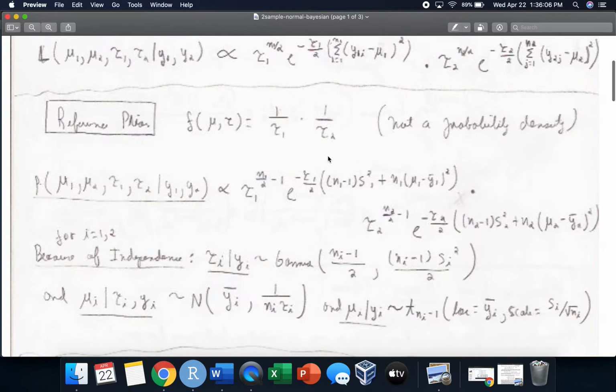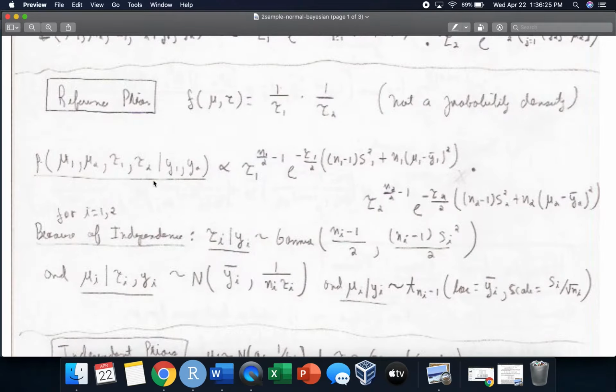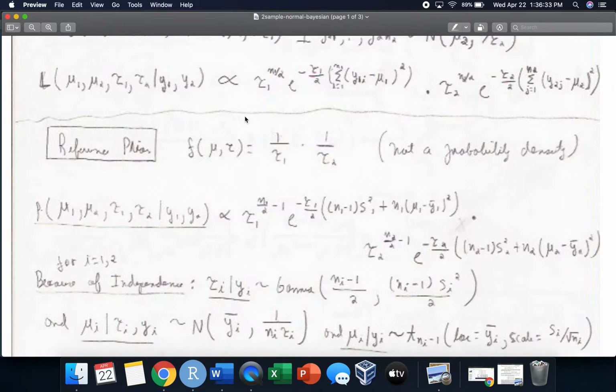As with any Bayesian process, we need a prior. The easiest one to set up is the reference prior. The problem with this is that it's not a probability density, so it is improper, but it does mimic the frequentist version of this. To find the posterior using the reference prior, in this case an improper prior, we simply take the likelihood and multiply it by this prior. Typically for a one sample normal, you'll have 1 over tau, but because we have two samples in this case, we need two 1 over taus, each tau 1 and tau 2.